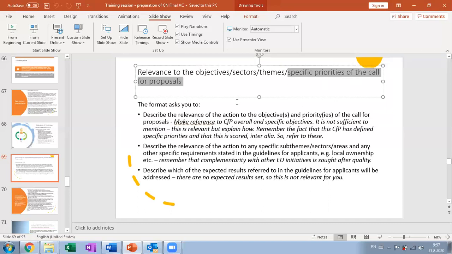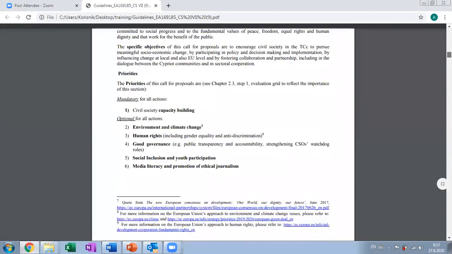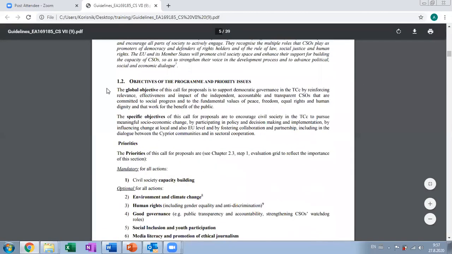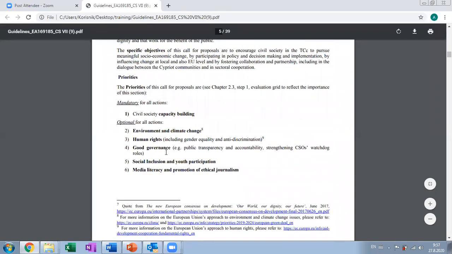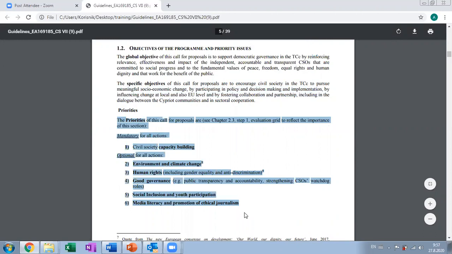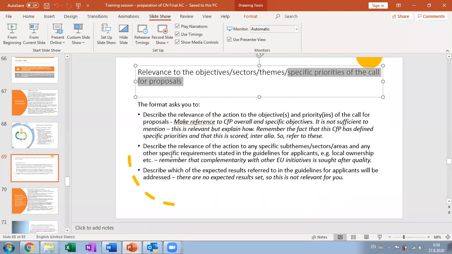If you remember yesterday, I will open the guidelines once again, just to be clear that we know what we're talking about. In section 1.2, objectives of the program and priority issues, the specific objectives of the call are defined, and then the priorities of the call are defined. So this is what you're referring to in your concept notes when you're explaining how your project is relevant.